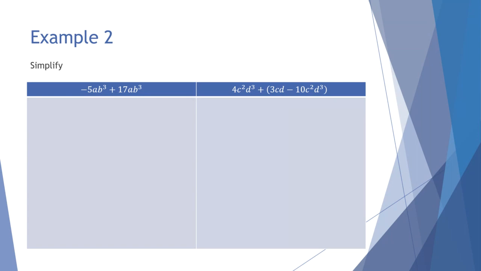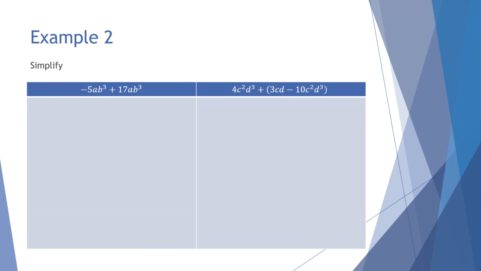The order of them could be reversed. It could be B first and then A, but they're still like terms. Because here, on this first example, minus 5ab cubed plus 17ab cubed, both terms have A, both terms have B, and the exponents on both the A and the B match. So those are like terms.